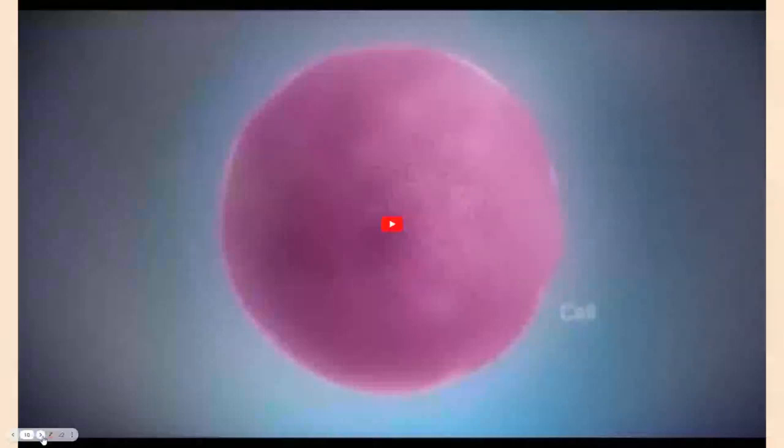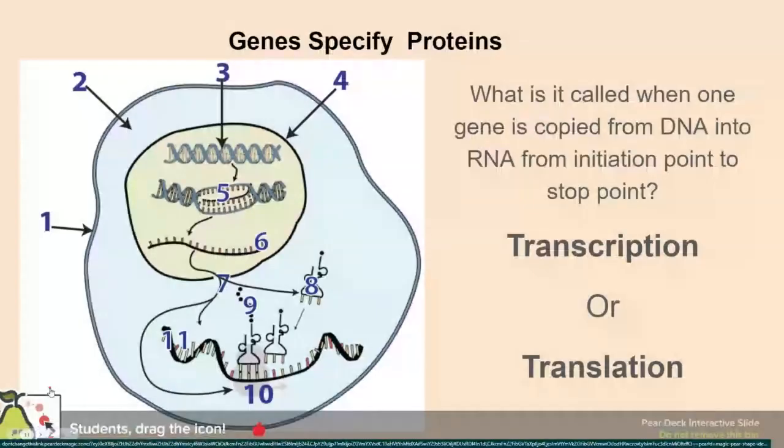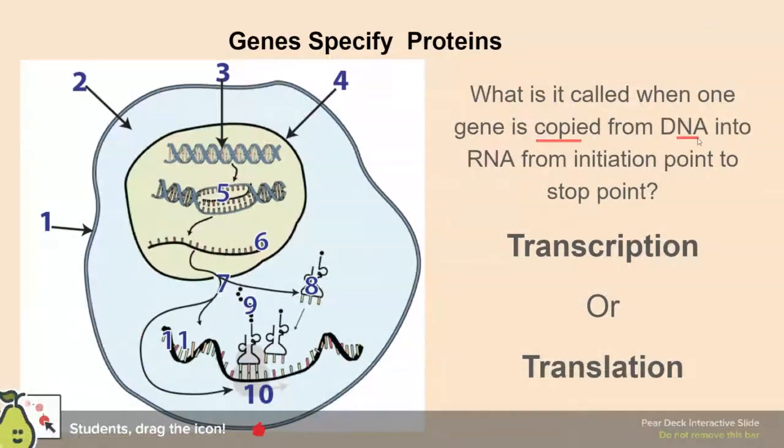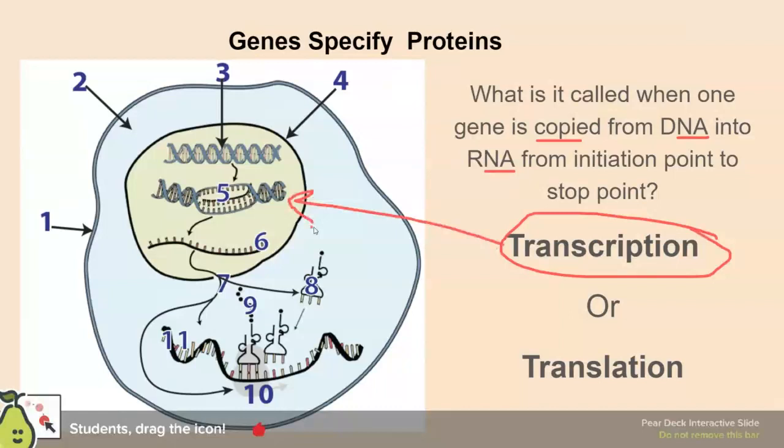All right, let's see if we remember which one is it, transcription or translation. It says, what is it called when a gene is copied from DNA into RNA? Have we changed the language? No, we're still using nucleic acids, so we're going to call it transcription. And transcription happens in the nucleus.